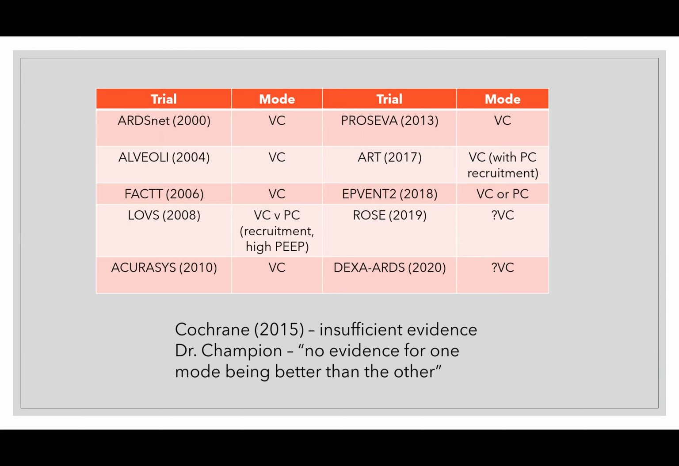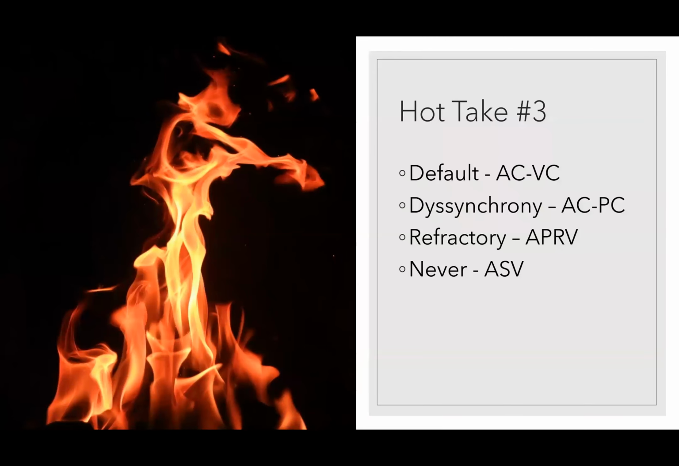So with that said, I still think there's enough evidence that we would benefit from being in volume control, and I'll outline how this plays out in real life. In terms of mode, our default should be assist control, volume control, at least for the first couple of days until we establish good lung protective ventilation. If patients have dyssynchrony and we think the flow might be helpful, we can add in pressure control. For refractory patients, I think APRV is a good consideration, though there's not a lot of evidence for that right off the bat.